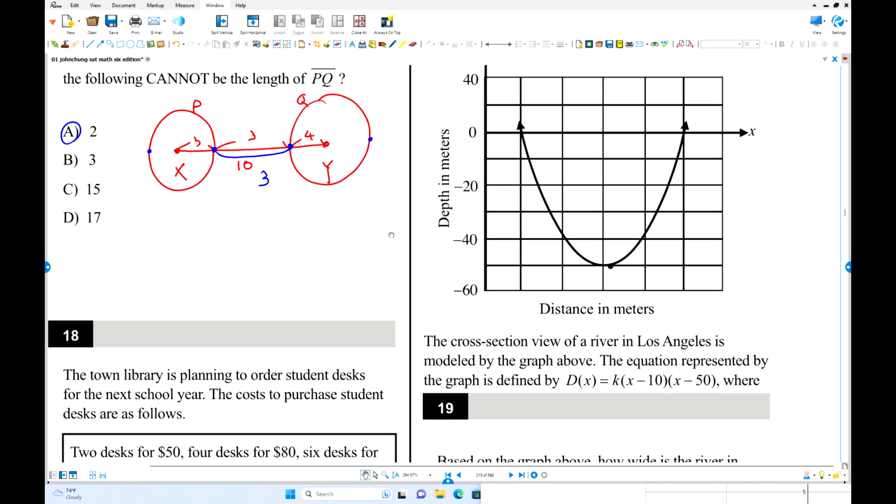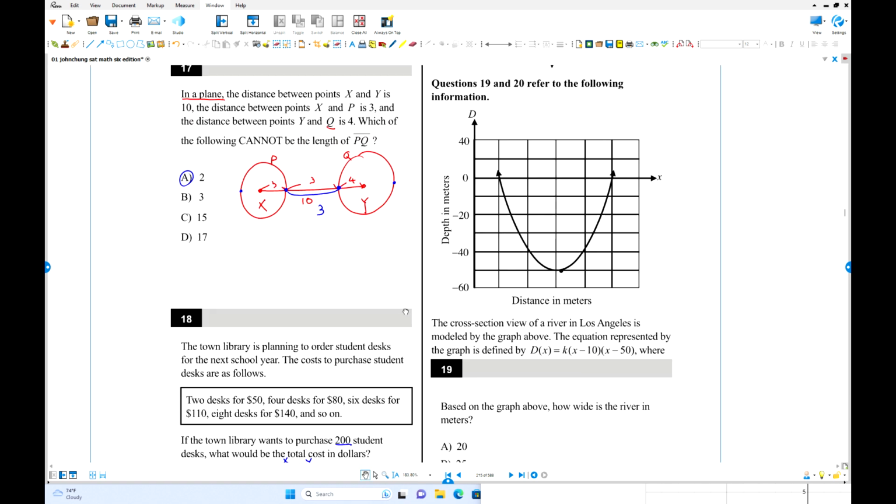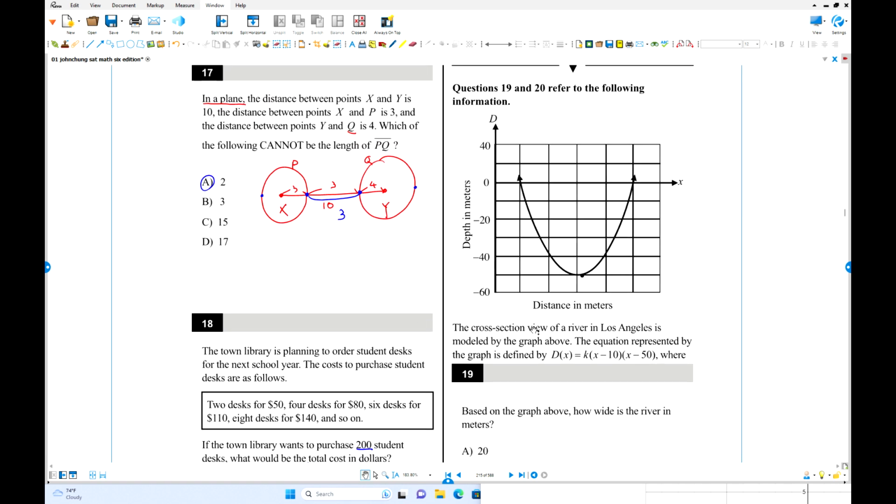Right here, you go number 19. The cross-section view of a river in Los Angeles is marked by the graph above. The equation represented by the graph is y equals k times (x minus 10)(x minus 50). When y is 0, we have our x-intercepts, 10 and 50. This is a 10, this is a 50. Based on the graph, how wide is the river in meters? This is the width, okay? So 50 minus 10 equals 40, okay?